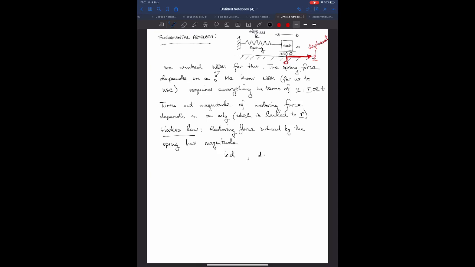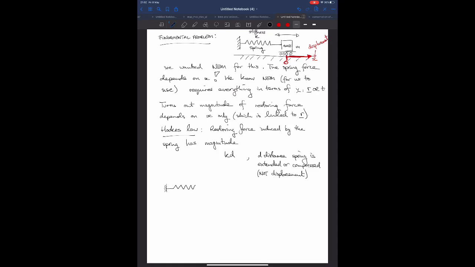d is distance. Now distance is different from displacement, remember. So this distance is how much the spring is extended or compressed. Okay, not displacement. Remember this. So then this gave us the two scenarios.